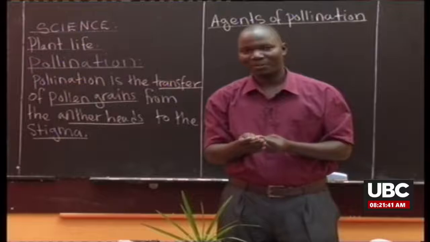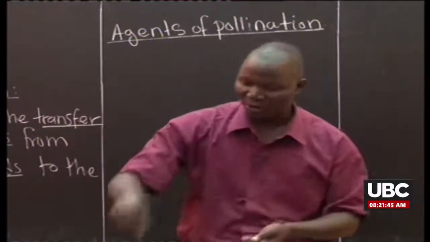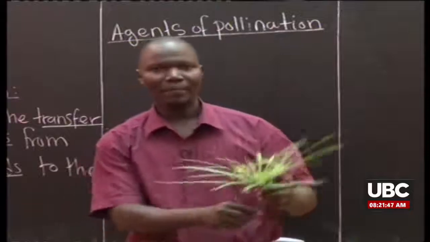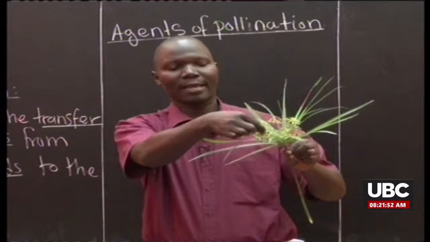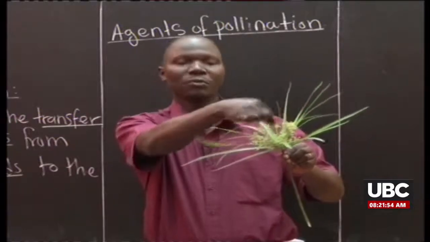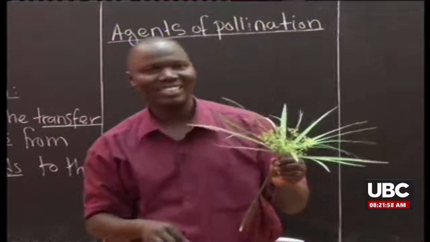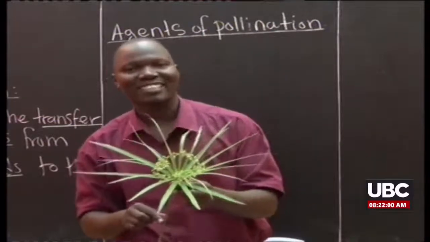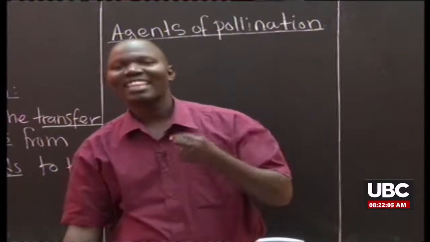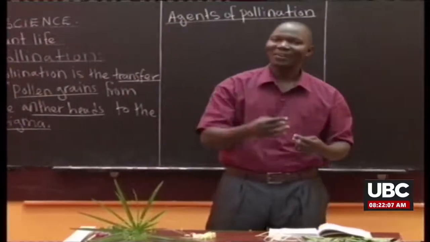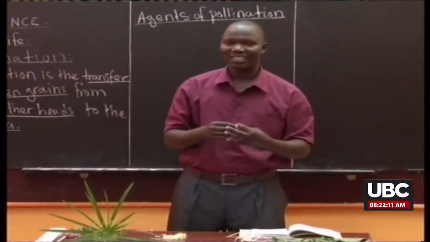The things that help. We have very many flowers. You can't go flower by flower. You get pollen from the anther of one, put it on another, and then from another one, and you move around the flowers in your whole village. You can't do that. There are some things that help us to do that. And what are those things? They are the ones we are calling agents of pollination.